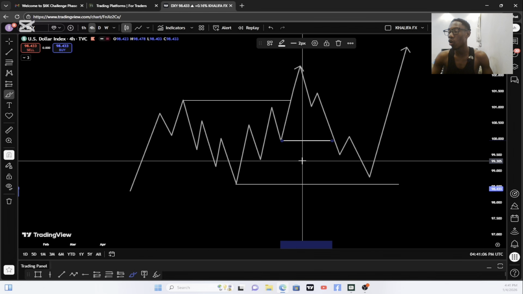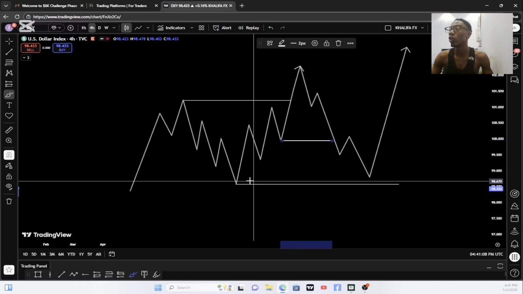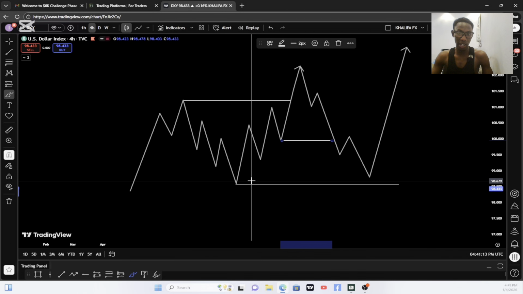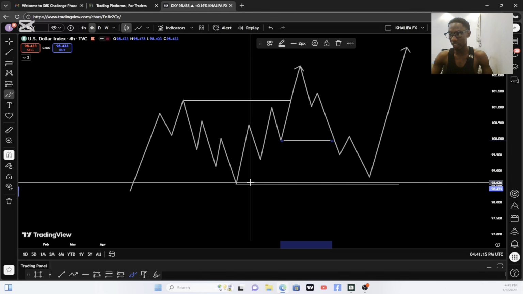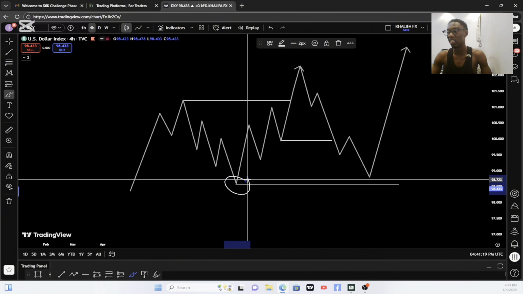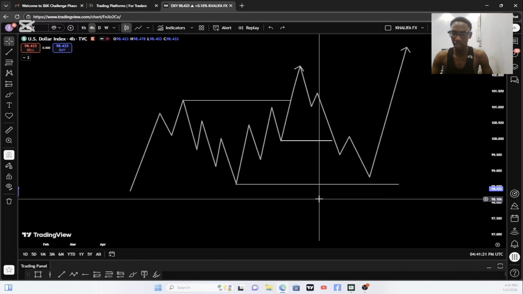The strong low or the strong high will always be the lowest point or the highest point that went on and caused the break of structure. So this one is my strong low here in this structure, right? That's it.